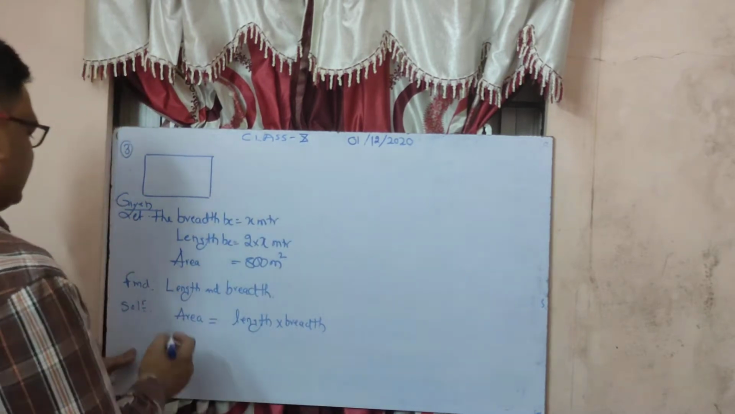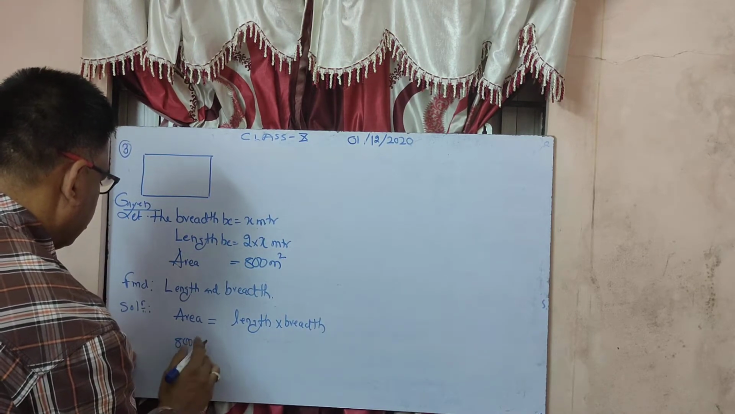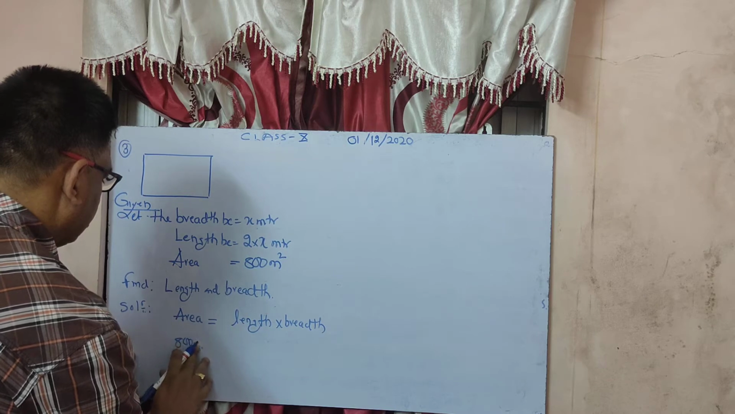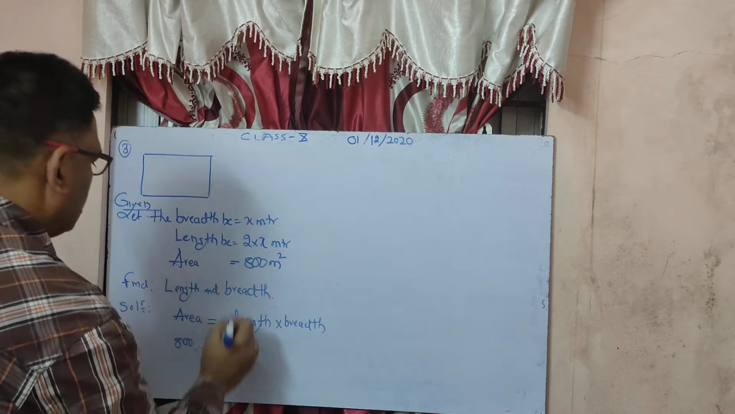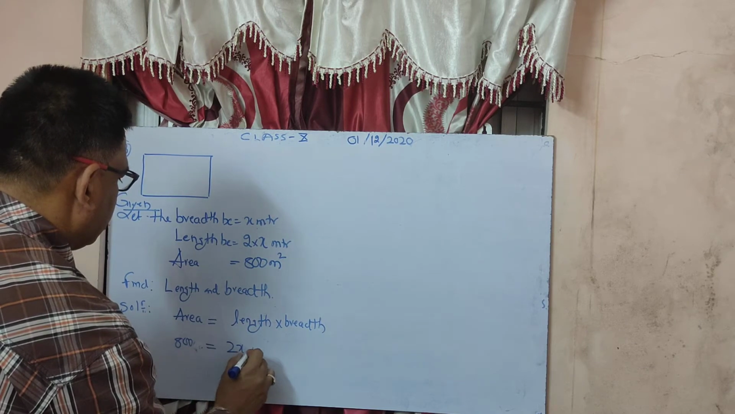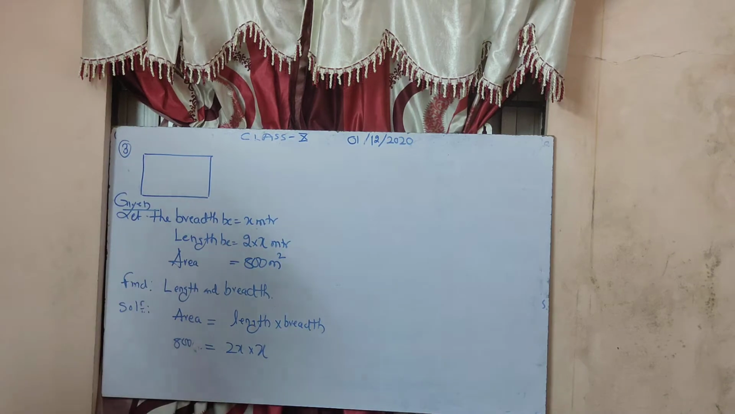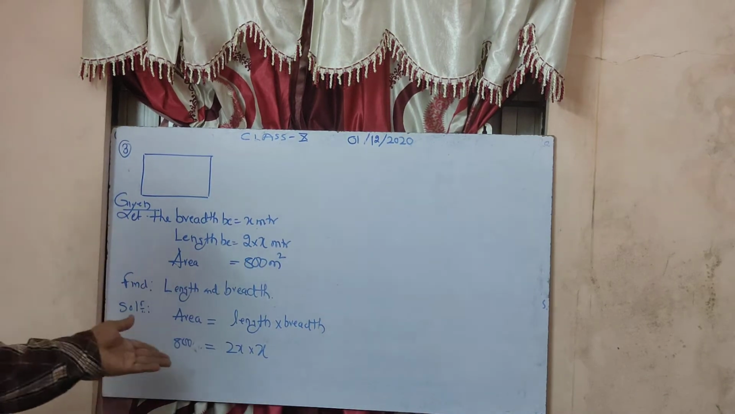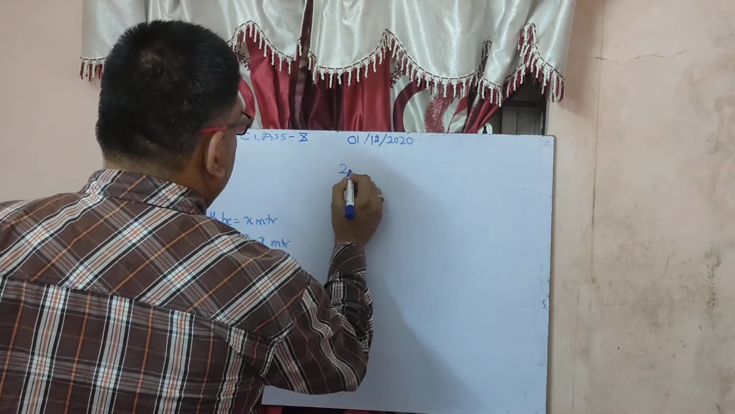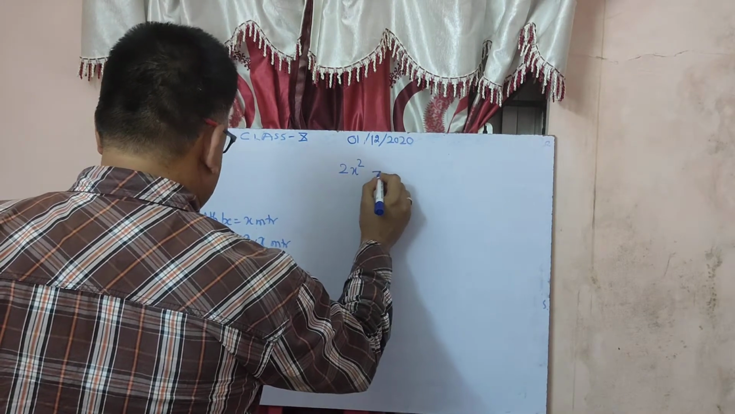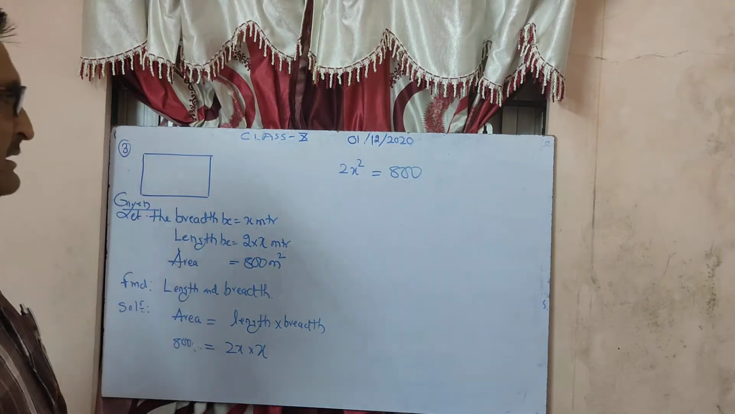Area is given, that is 800 meter square. There is no need to write meter square. 800. Length is 2x, breadth is x. So now this is what we got: 2x into x is 2x square is equal to 800.